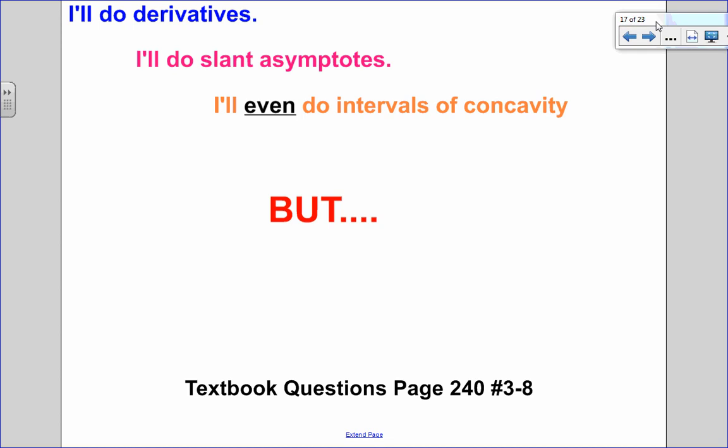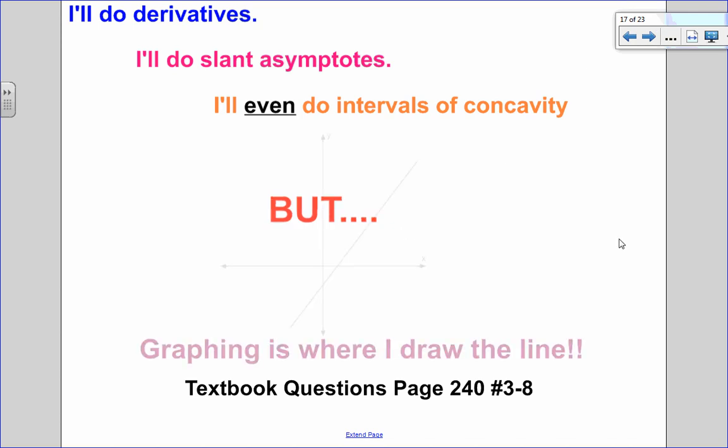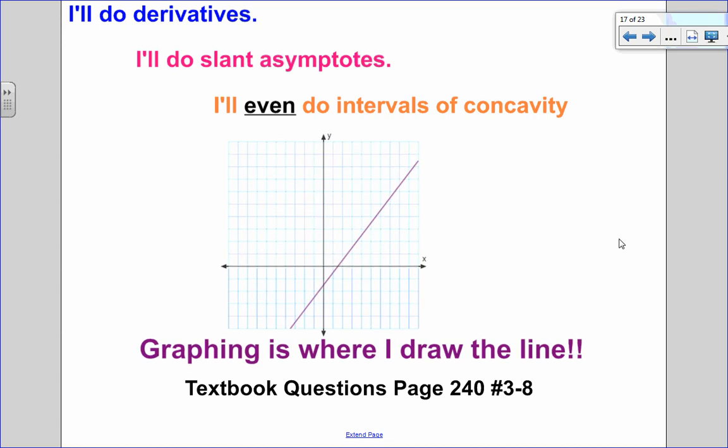homework. When it comes to calculus, I will do derivatives. I'll do slant asymptotes. I'll even do intervals of concavity, which I've done several times. But to be honest with you, graphing is where I draw the line.